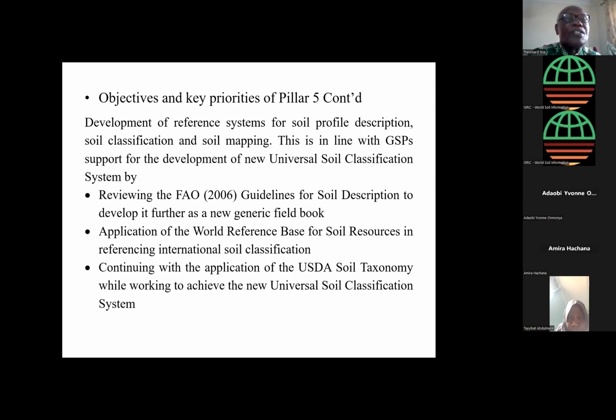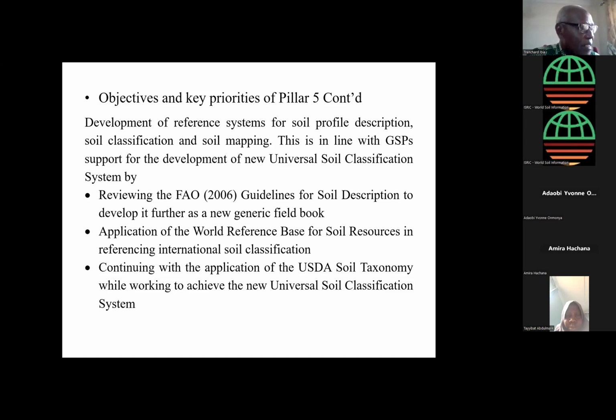data. Continuing with the objectives, we have number 3, development of reference systems for soil profile description, soil classification, and soil mapping. This is in line with the GSP's support for the development of a new universal soil classification system, by reviewing the FAO 2006 guidelines for soil description, to develop it further as a new generic field book.